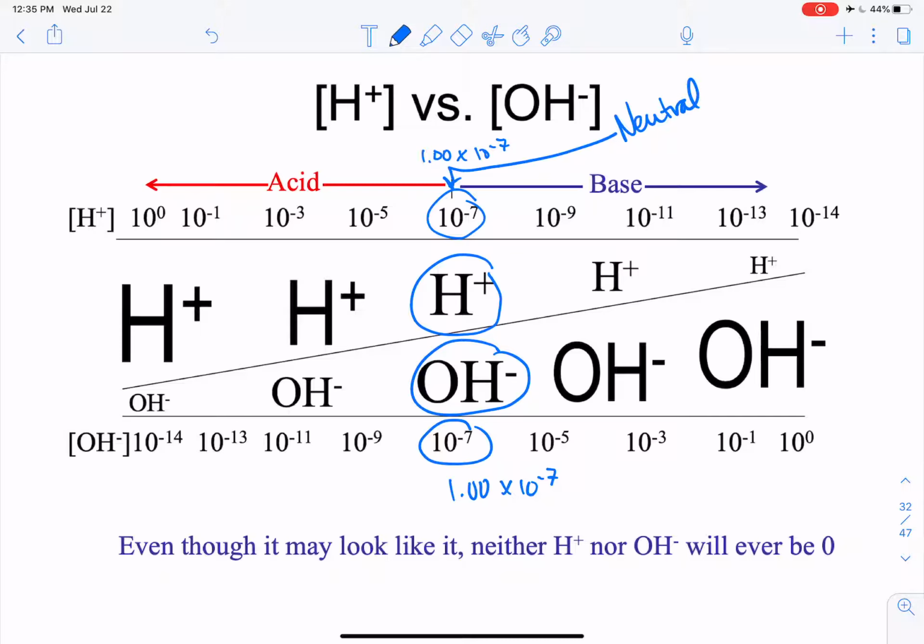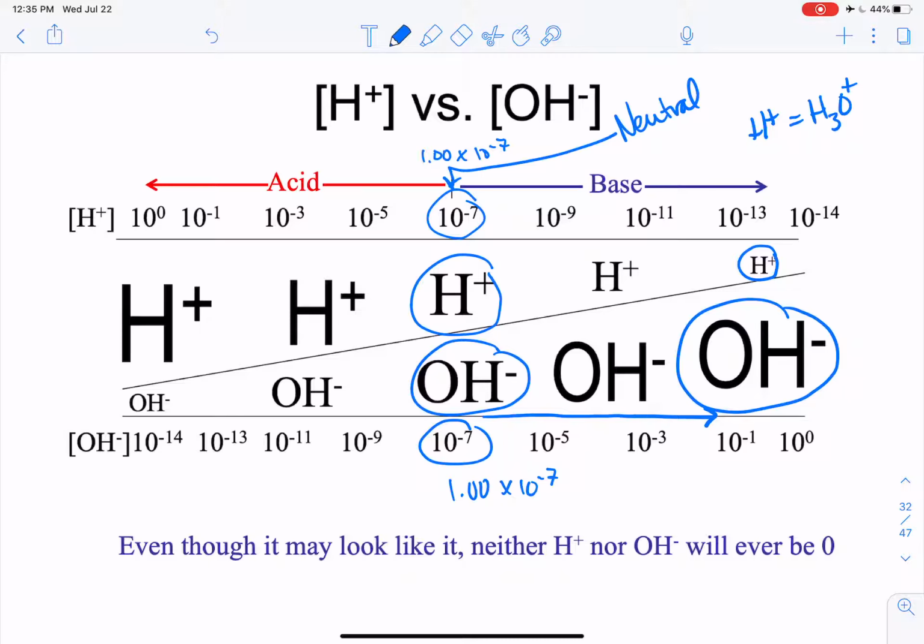Now notice as you get more basic, so you're increasing the concentration of hydroxides, you'll see that the picture of the OH gets larger, which makes that obvious that the concentration of hydroxides are increasing. And the picture also shows you that the concentration of hydroniums, or H pluses, are decreasing. So large hydroxide, small hydronium. And remember, we use H plus and H3O plus, which is hydronium, interchangeably in chemistry.